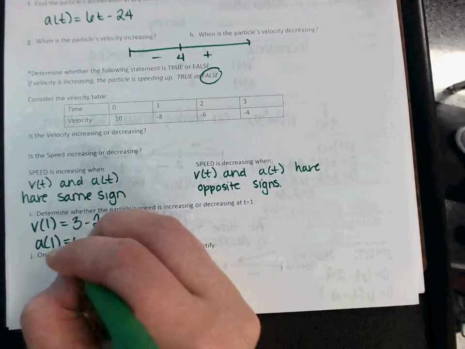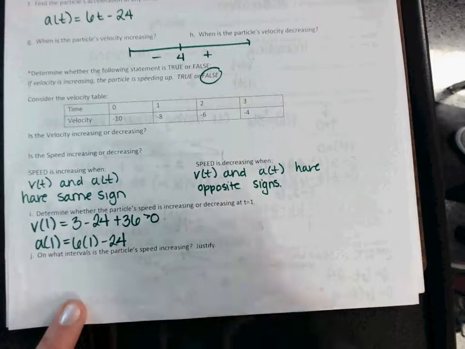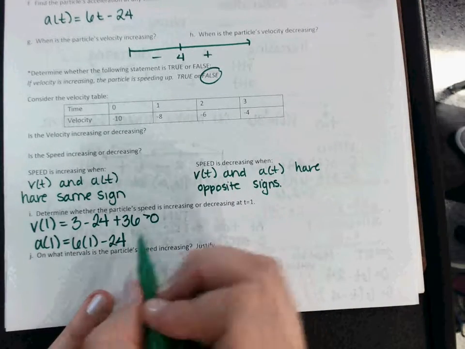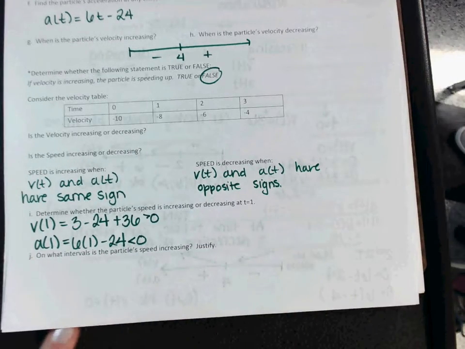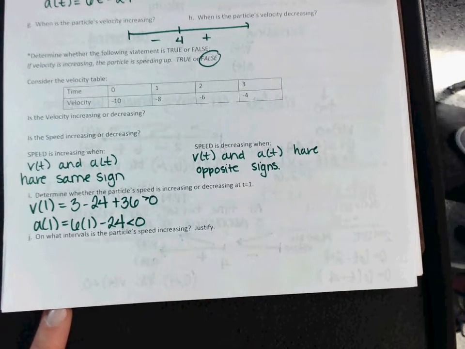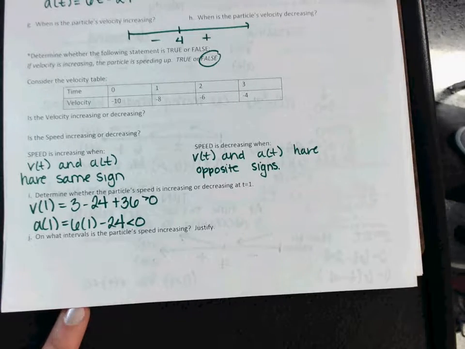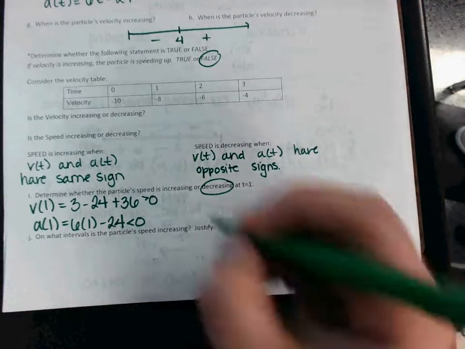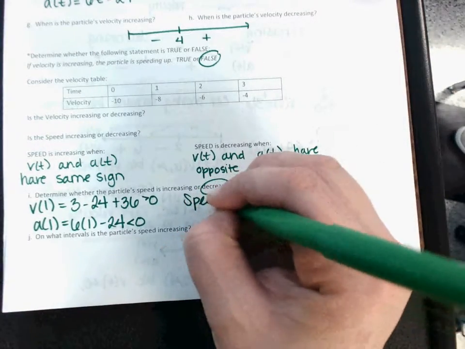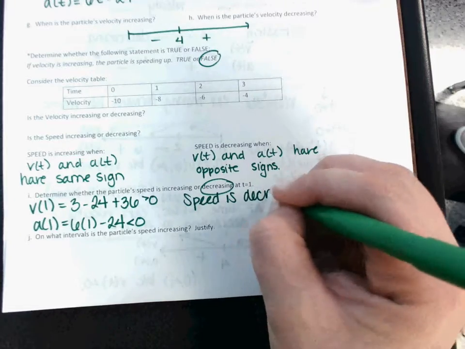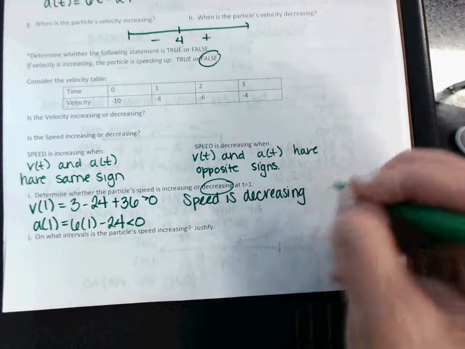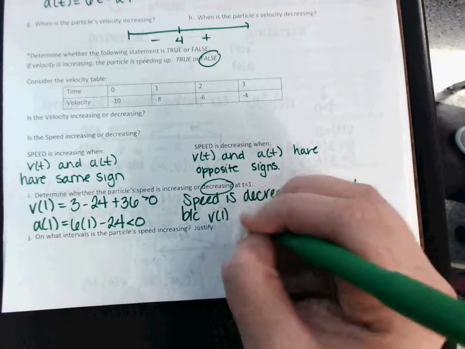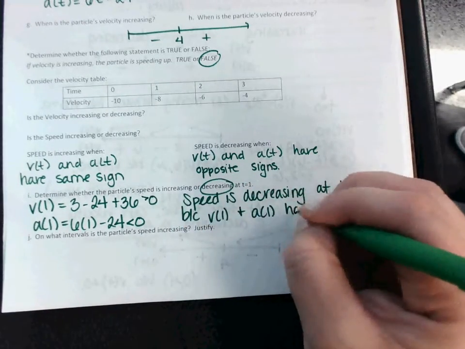Okay, now let's find the acceleration at 1. 6 times 1 minus 24. Don't care about the number, just the sign. How's it going to come out? Less than 0. So if my velocity is positive, but my acceleration is negative, what is the speed doing? Decreasing. Very good. So I would say my speed is decreasing at t equals 1 because v of 1 and a of 1 have opposite signs.